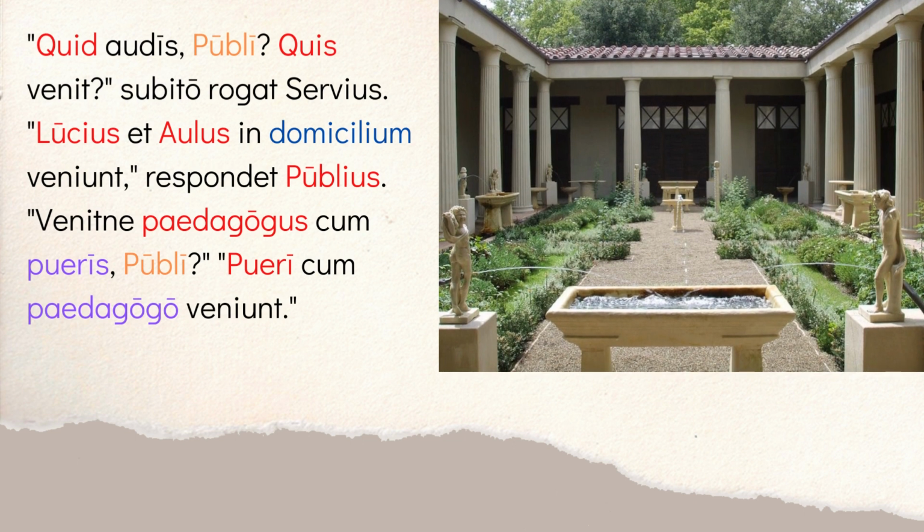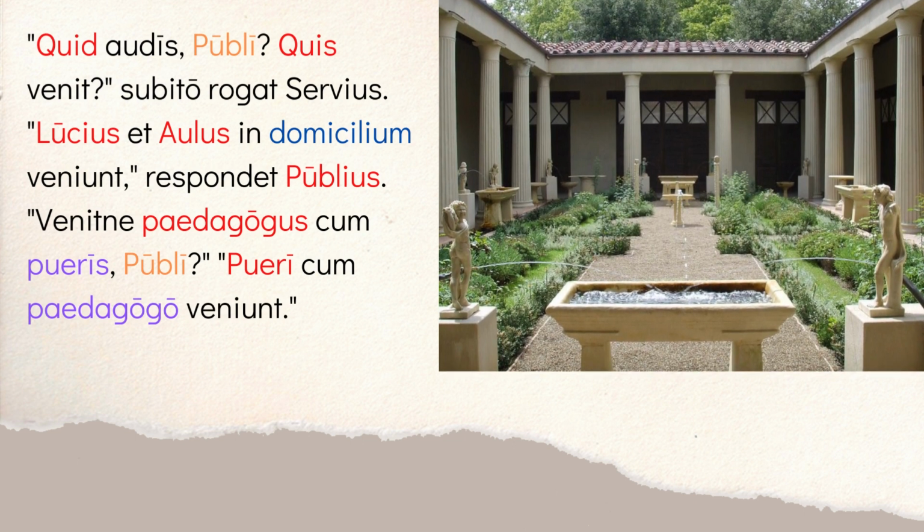Then you have, quid audis, Publi, quis venit? So what do you hear? Audis means you hear. Publi is vocative. So one of the boys is talking to the other. Servius is saying, what do you hear, Publius? Quis venit, who is coming? Subito rogat Servius. So suddenly Servius asks. So they hear something and they say, hey, what do you hear? Who's coming? Then you have the response. Lucius et Aulus in domicilium veniunt, respondet Publius. So Lucius and Aulus are coming, veniunt, into the house, in domicilium. Right? So they hear the two older brothers coming back from school. Respondet Publius means Publius responds.